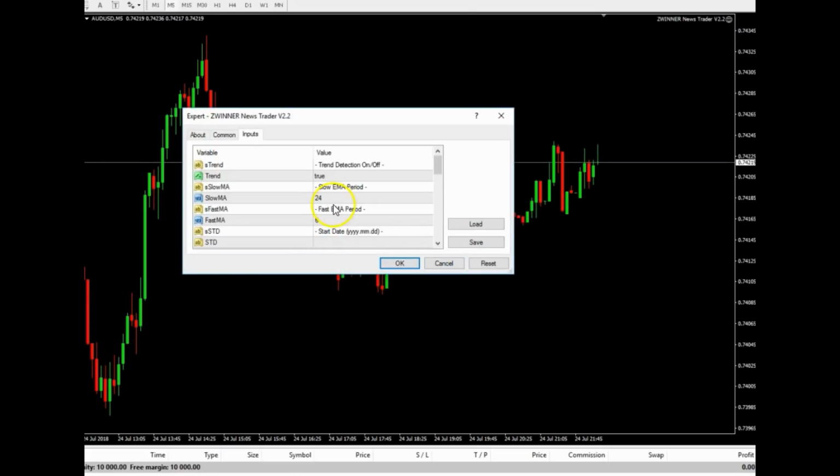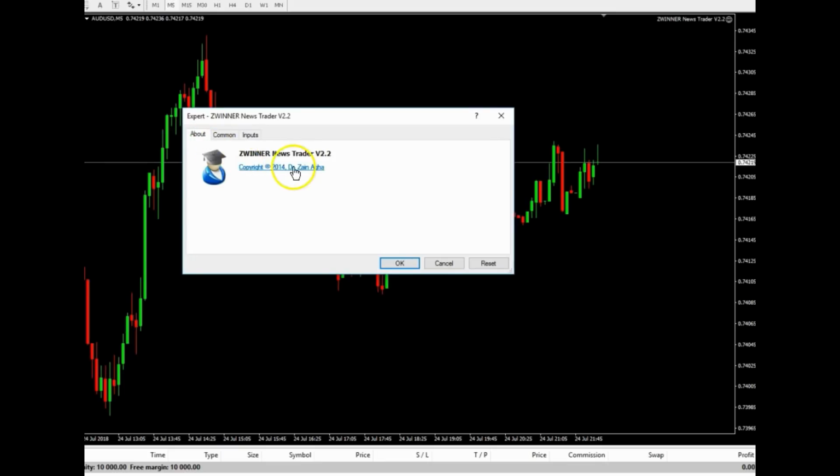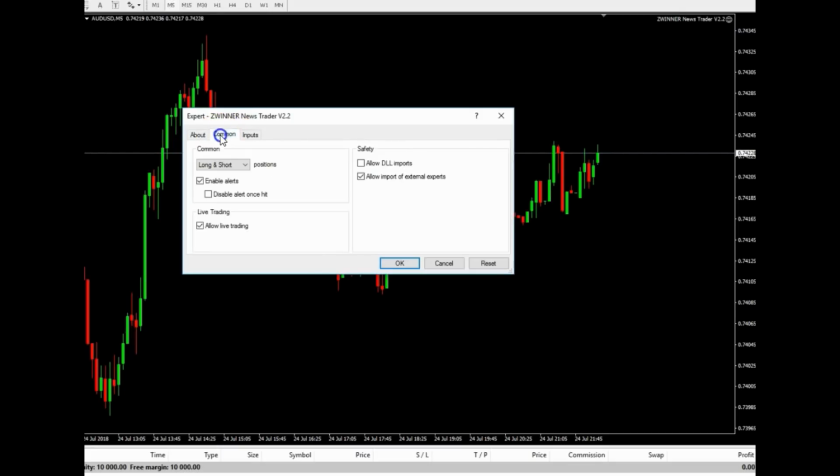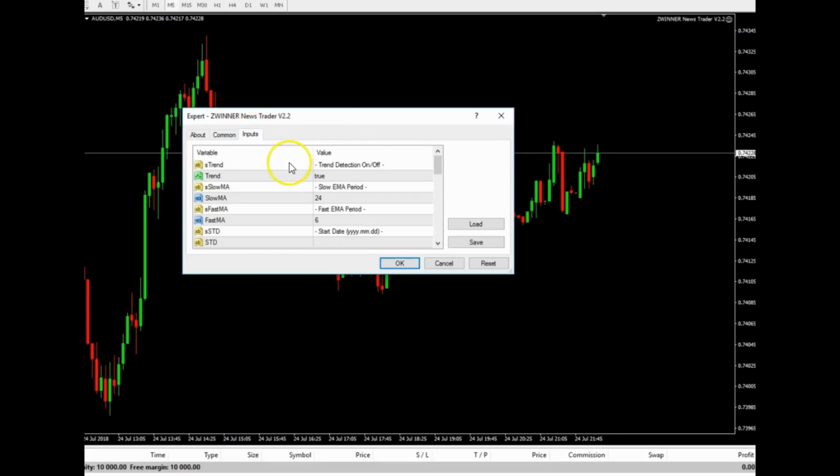If I apply it, what I will have is the ZWINNER News Trader version 2.2. So go to Commons, enable, allow live trading and allow DLL imports. Then go to the inputs. In the inputs, it's asking me, do you want to trade in the direction of the trend or not? I will put no, false, because when the news comes out, the market can go up or down according to the news.